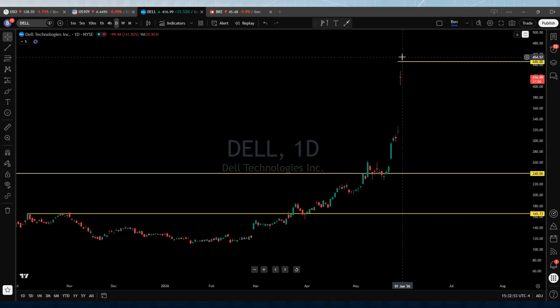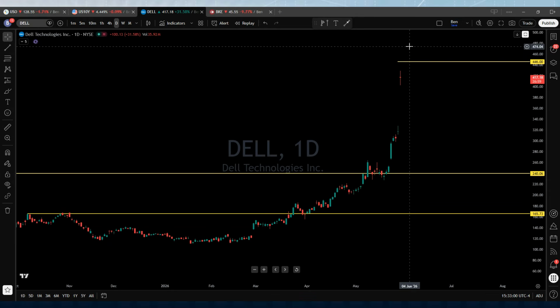Once it breaks above that, then we're going to come up to about 460, all the way up to about 475. That would be my max upside in Dell. And yes, a couple of you probably know I was bearish on Dell for quite a bit of time.